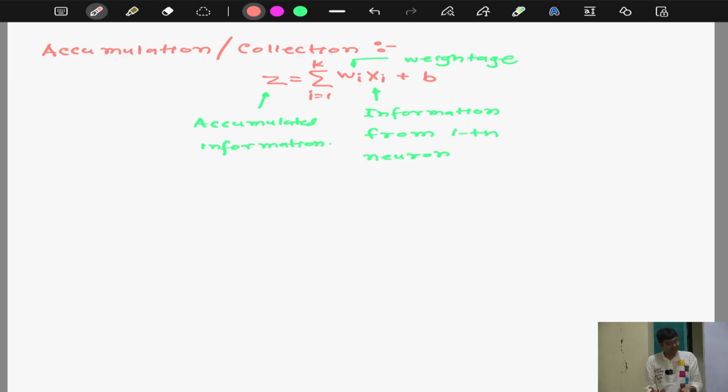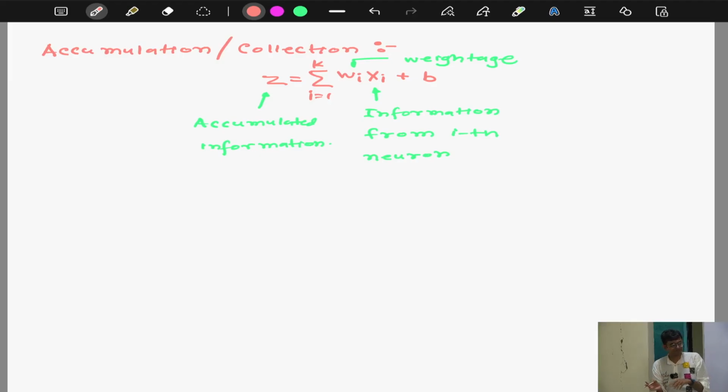Now, this is linear regression. If I draw a comparison with linear regression, the features x1, x2, xk are like my neighboring neurons. They are sending x1, x2, xk as information. You are accumulating them as summation wi xi with some bias also. So this is linear regression, but there is one more operation here, right.